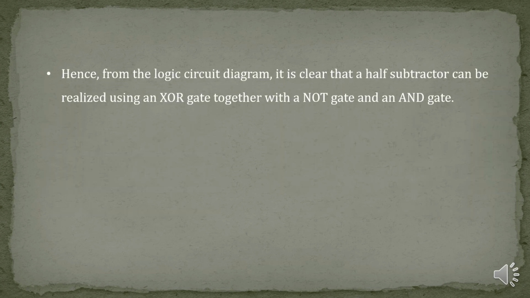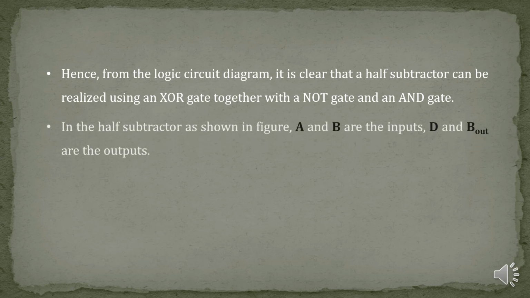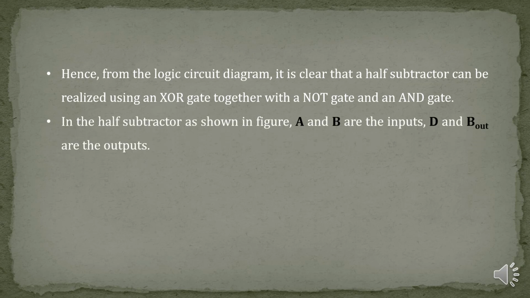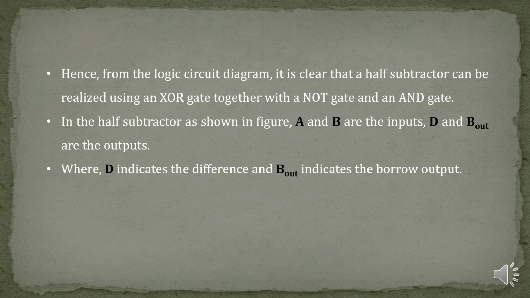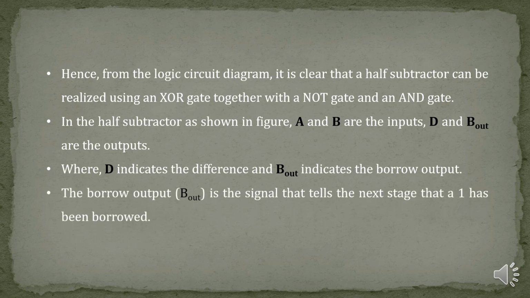Hence, from the logic circuit diagram, it is clear that a half subtractor can be realized using an XOR gate together with a NOT gate and an AND gate. In the half subtractor as shown in figure, A and B are the inputs, D and B out are the outputs, where D indicates the difference and B out indicates the borrow output. The borrow output B out is a signal that tells the next stage that one has been borrowed.